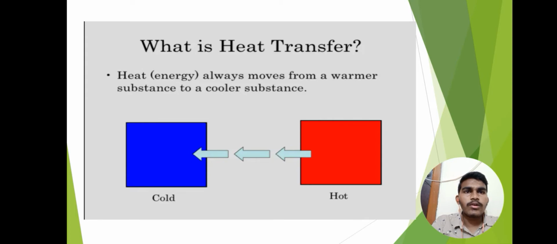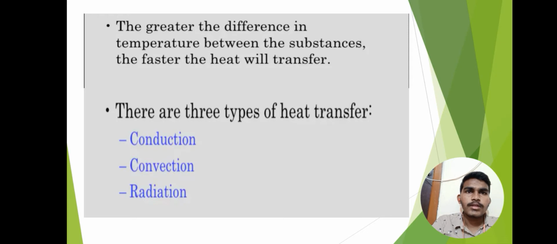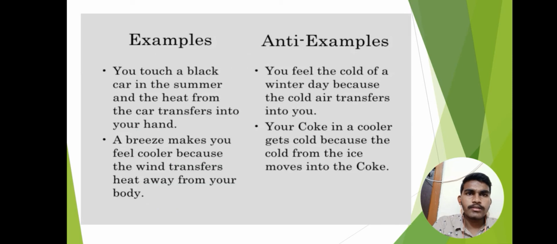Heat energy always moves from a warmer substance to a cooler substance. So here are the two diagrams, one is hotter and one is colder. Here are the directions shown in the figure that move from hotter bodies to colder bodies. Heat will continue to move until both substances are at the same temperature. The greater the difference in temperature between the substances, the faster the heat will transfer. There are three types of heat transfer, as we discussed above: conduction, convection, and radiation.